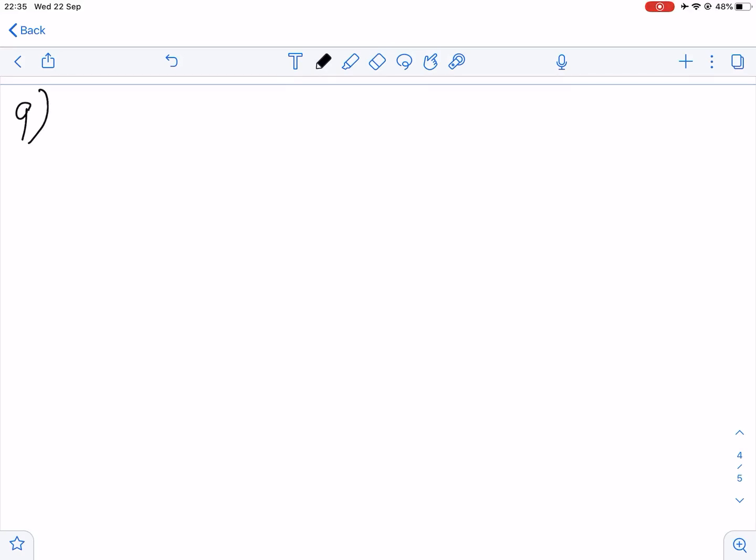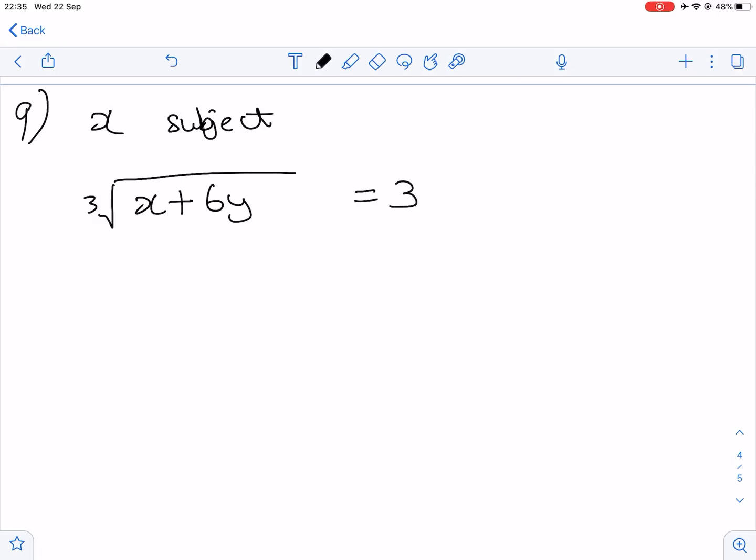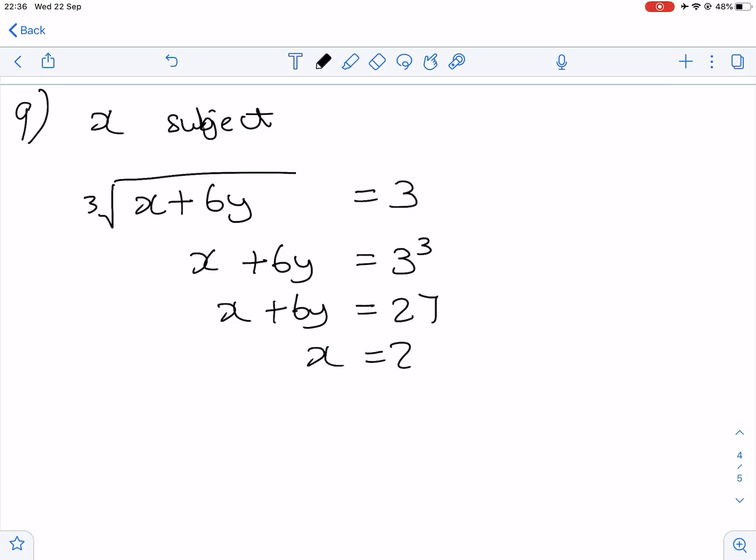Question 9. So I want to make x the subject. So I have cube root of x plus 6y equals 3. So the opposite of cube root is cubed. So I'm going to cube both sides. So 3 cubed is 27. Then x equals to 27 minus 6y.